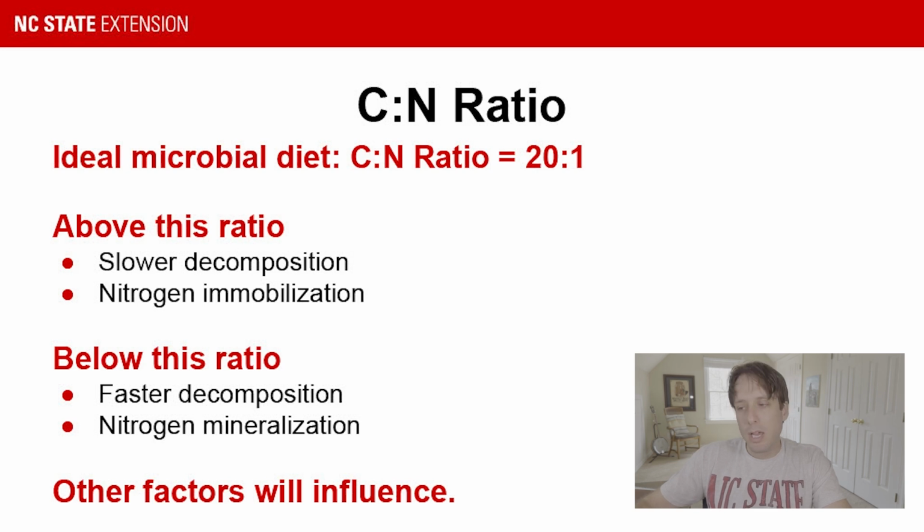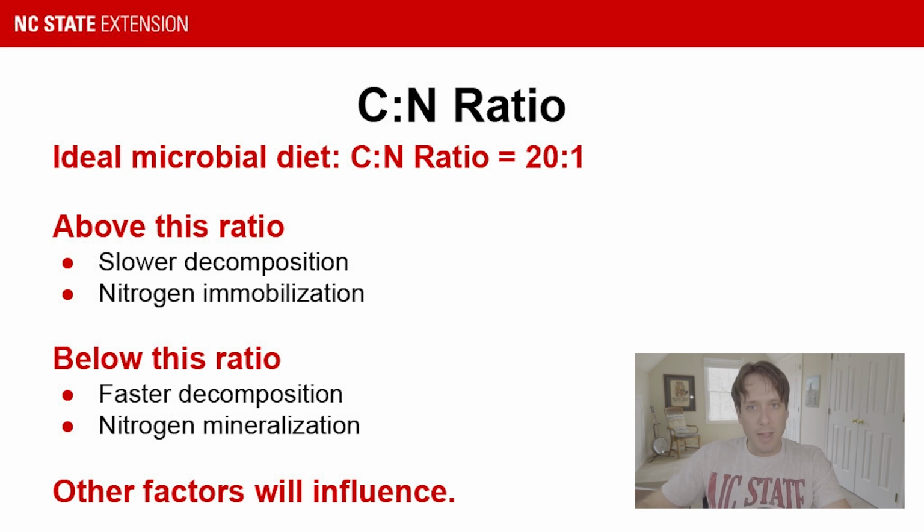If we're below this ratio with our residue, something like 10 to 1, 15 to 1, the downside here is those microbes are going to decompose that residue relatively quickly, so we lose that benefit from the long-lasting residue. But on the positive side, we're more likely going to experience something called nitrogen mineralization. So as they eat that residue, there's more nitrogen than they need, and they can typically deposit it in the soil in a plant-available form, and it can help meet part of the nitrogen needs of that next cash crop.